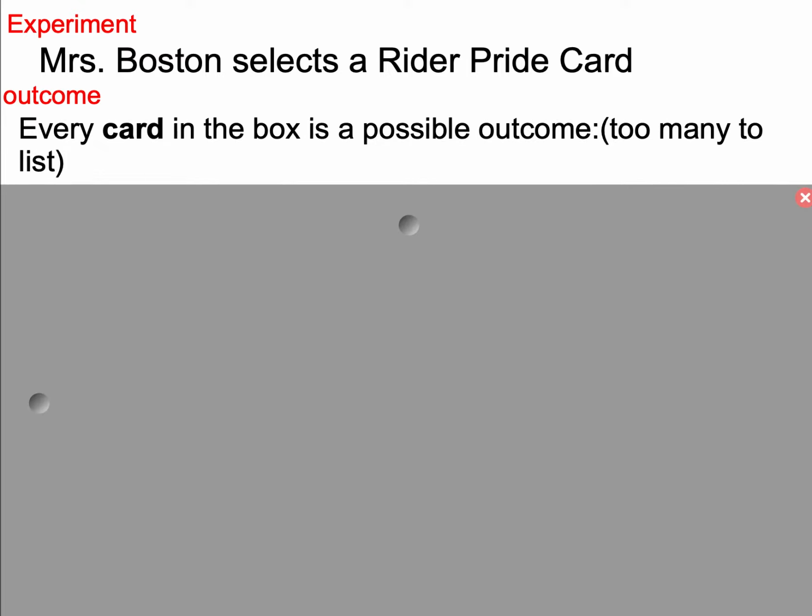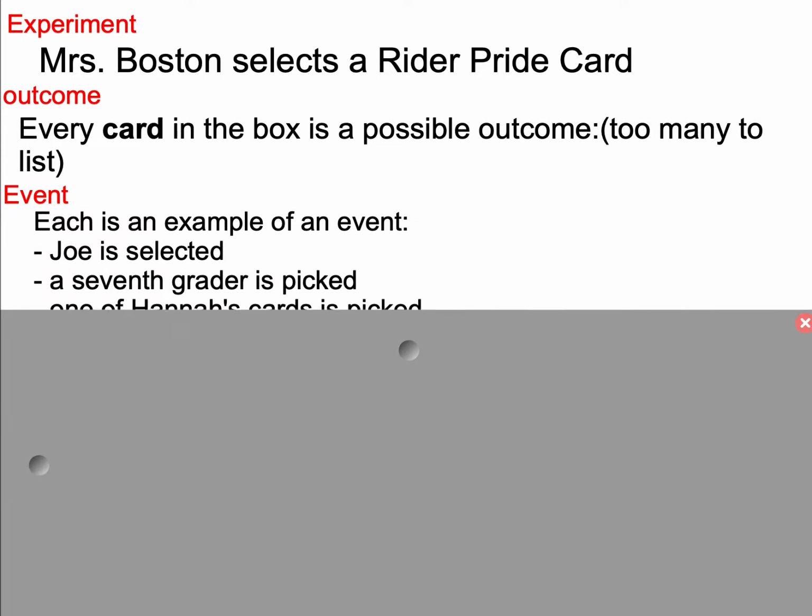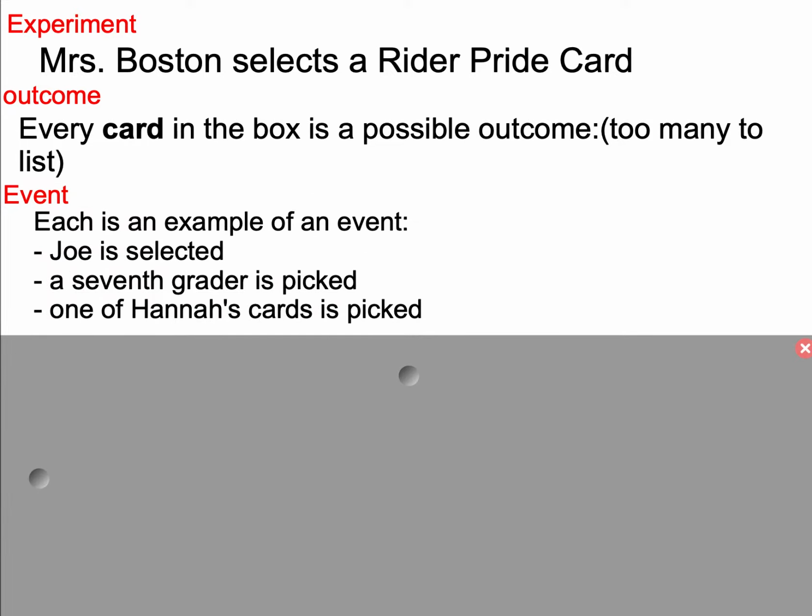Here's another one. Mrs. Boston selects a Ryder Pride card. The outcome, every card in the box is a possible outcome. And there are too many to list here. Plus that would be posting student names online, which I'm not going to do. Okay, specific events. Each is an example of an event. Joe is selected. A 7th grader is picked. One of Hannah's cards is picked. Okay, so those are all potential events.